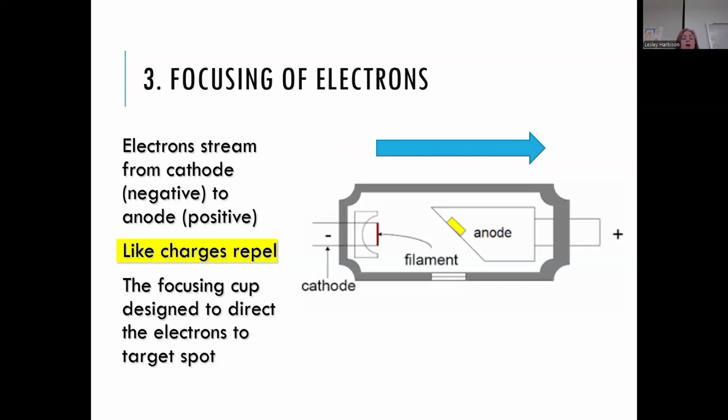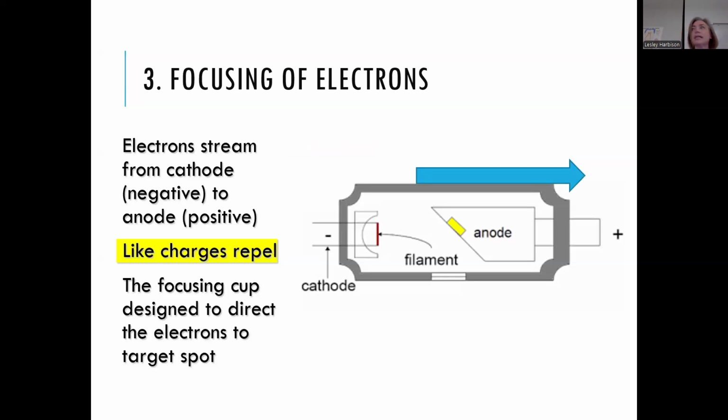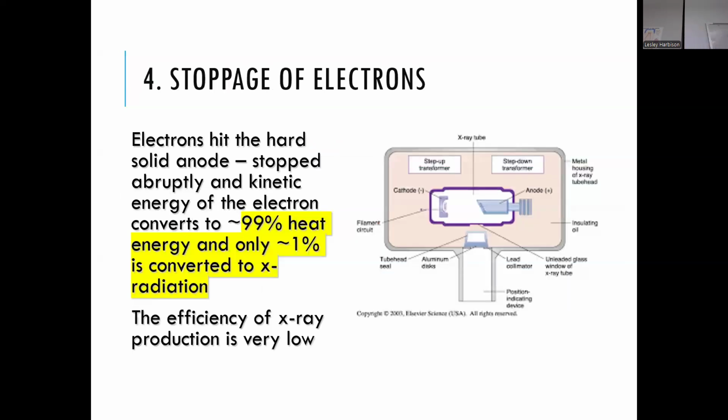Okay, I have a little animation there, and you can't see it. Nobody can appreciate it. Okay, number 4, stoppage of electrons. So we're almost done. We've generated them. Now we know how to get them to move high speed. We know how to focus them. And now we just need them to do it and then hit something. And then our reaction is going to occur.